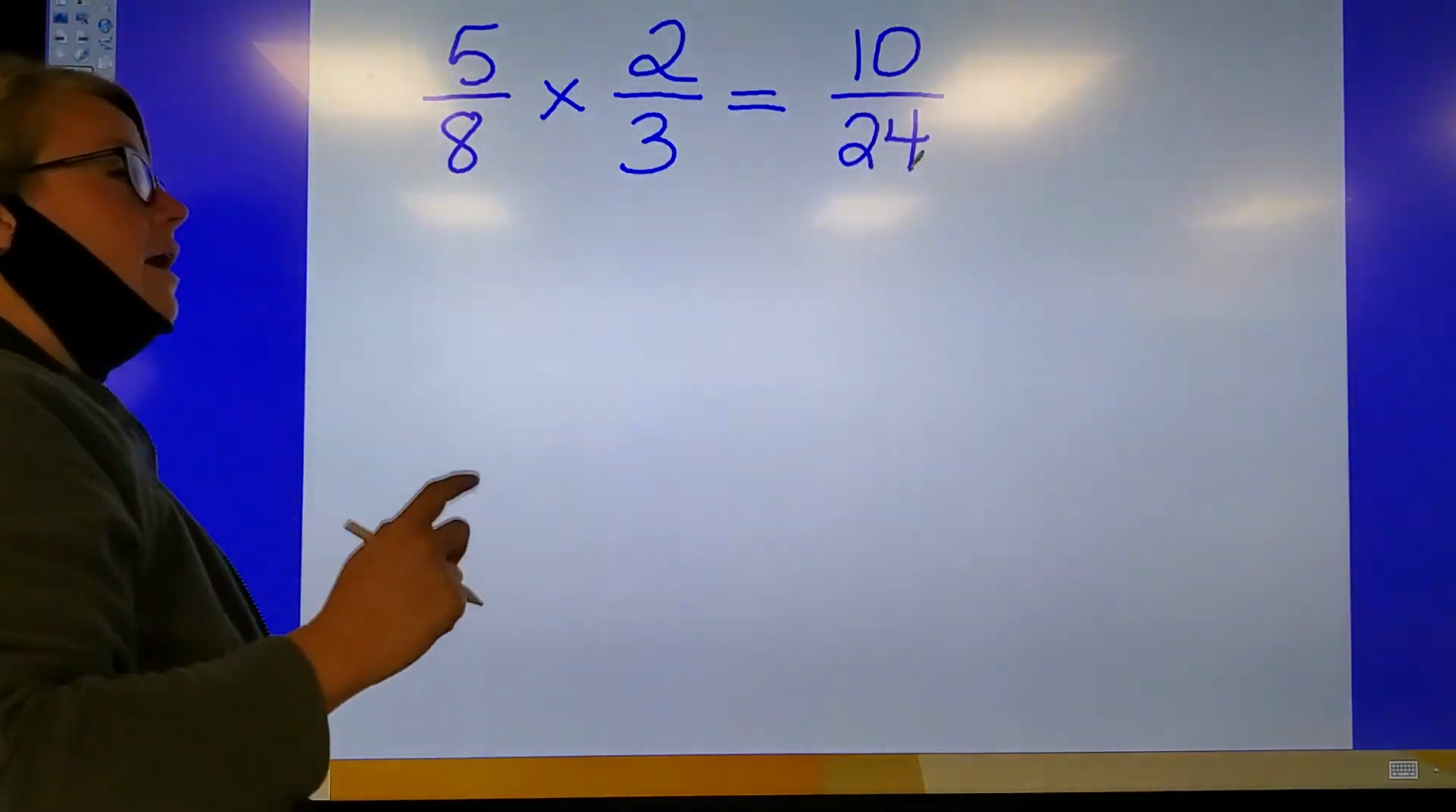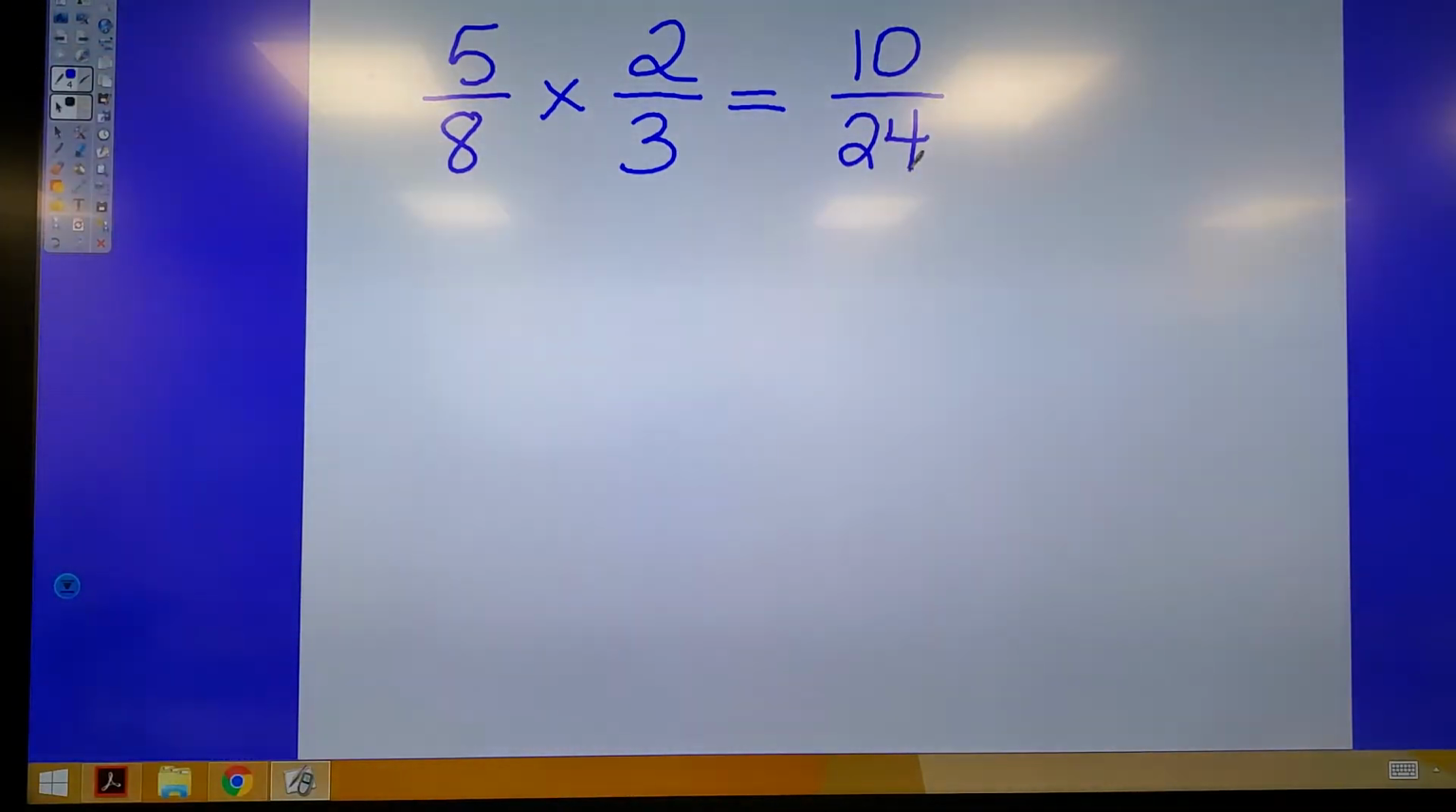Now I know that we have given out some multiplication charts. So if that's something that's helpful to you, you could use your multiplication chart. Or once again, you could use a calculator. I would hope no one needed to do 5 times 2. But maybe 8 times 3, you would want a calculator if you're not very good at multiplication facts.